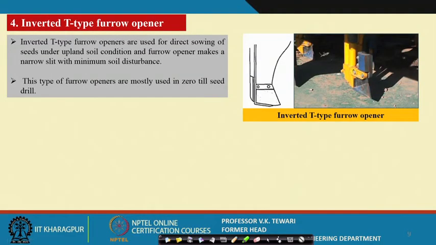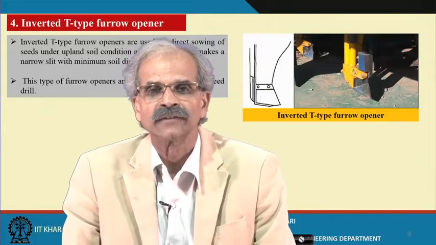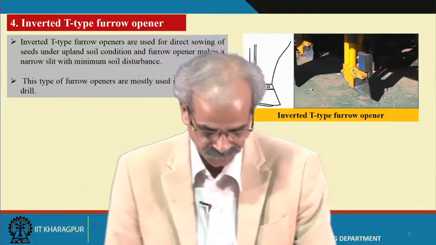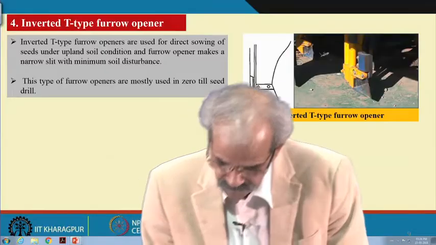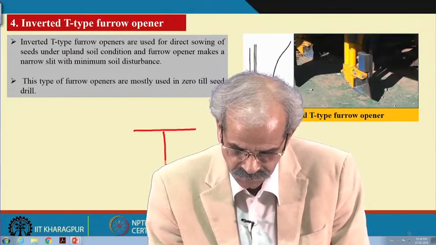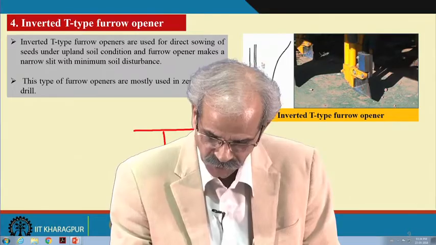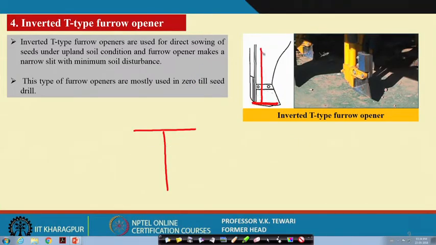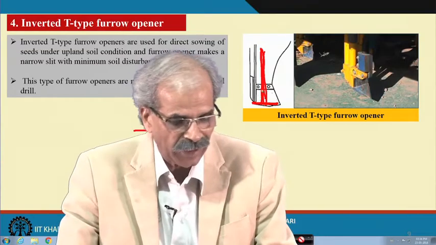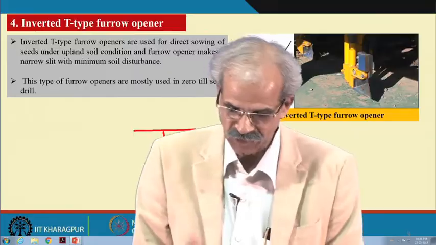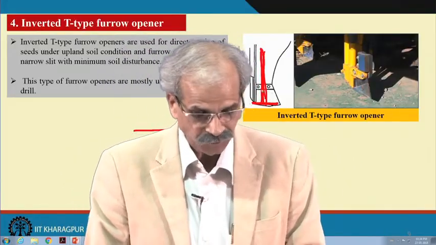Inverted T type furrow opener. Well, the name itself says inverted T. So, you must have seen how T looks. A T is this. Now, when you are talking of inverted T, you see the condition here. If you see this shape here, this is the inverted T. So, you will remember this, and maybe the designers have thought along this line and hence given the name inverted T type furrow opener.